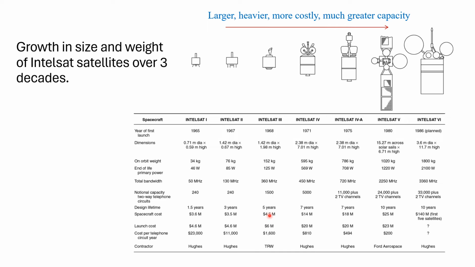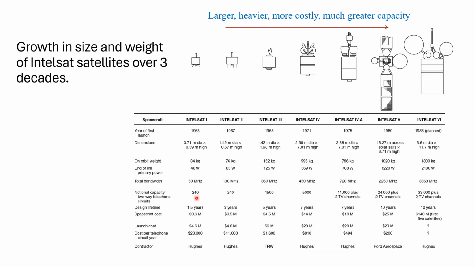Now, it is important to mention that the numbers we give are just examples, but there's a growth in weight and technology. This diagram shows you, for example, as we go on in time, the trend of being larger, heavier, more costly, and with much greater capacity. But now maybe we're going in the opposite direction. We now have satellites that are small again. When we compare Intelsat at different versions, you can see the year of launch, dimension, on-orbit weight, end-of-life primary power, total bandwidth, national capacity, two-way telephone circuits.